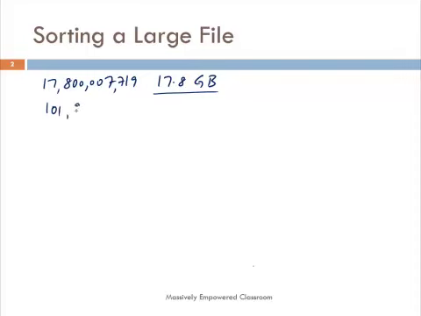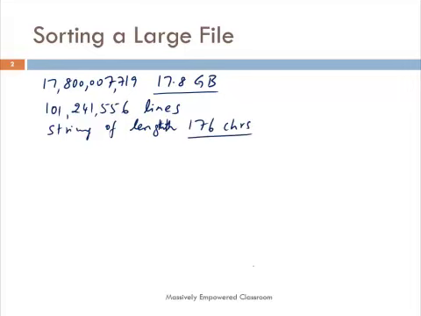That's a very large file, and this file had 101,241,556 lines. That's about 101 million lines. Each line on an average was a string of length 176 characters. So more than 100 million very long strings. And for some reason, for our research work, we had to sort this file. We had to sort all these strings.